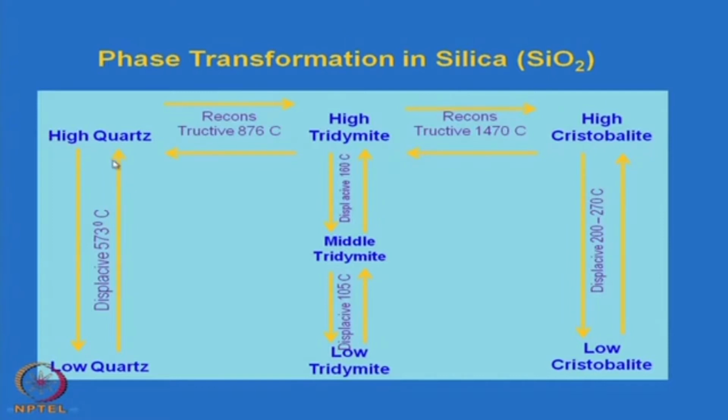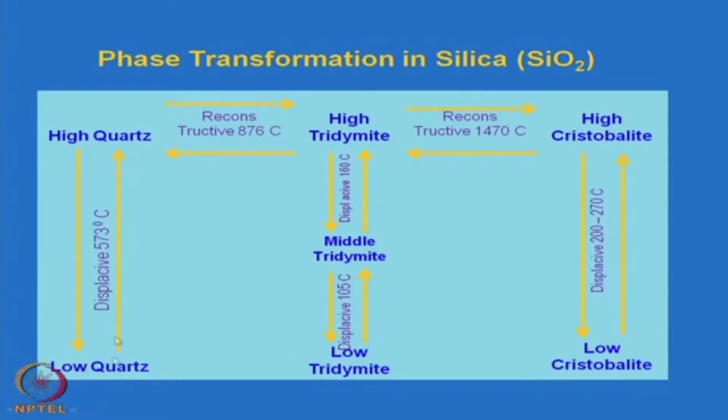On the low temperature side, you have what we call low quartz, which is alpha quartz, and if you heat above 573 degrees centigrade, which is a very specific temperature, you have high quartz, or sometimes referred to as beta quartz.